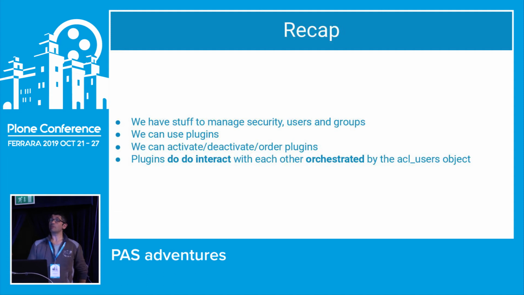So let's make a quick recap with the important points that will be useful later. This is pretty important because what we will see later will be quite complex, and so we need to make some recaps to sum up some things that are important. So basically, PASS manages security users and groups, through plugins, and plugins can be activated, deactivated, and even ordered. And plugins do interact with each other, and what PASS does, it orchestrates them. Usually, it does that using the order that you provide.